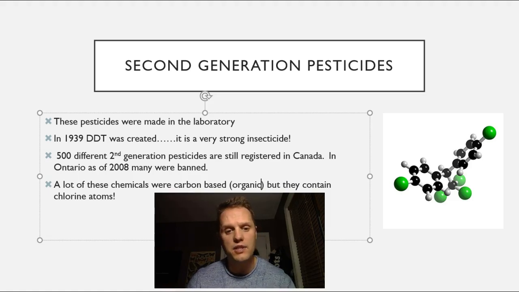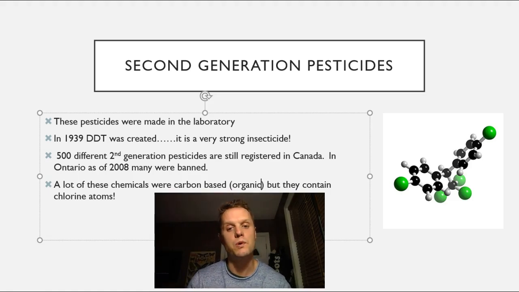There are over 500 different second-generation pesticides still registered in Canada. In Ontario, though, as of 2008, many of them were banned because they were so dangerous. Now, some of these pesticides, because they've been removed from the market, have made it more difficult for the homeowner to remove pests from their house or their lawn. And things like bed bugs have also made a comeback because people use less and less of these toxic chemicals.